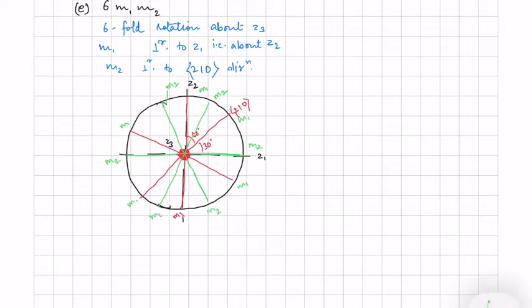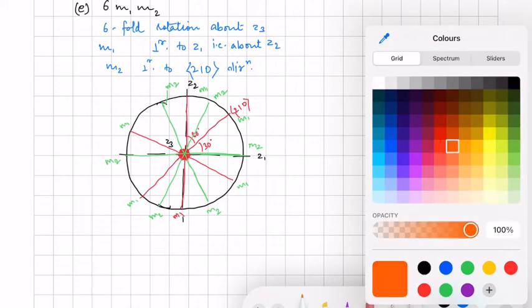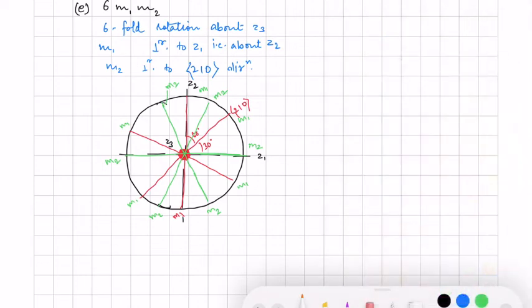M2. Let us start with a point. So suppose we have a point here. Okay, after 60 degrees of rotation, 6 fold rotation about Z3, we go about like this. So we get a total of 6 points. Then we go to mirror perpendicular to Z1, that is about Z2. This is point 1, 2, 3, 4, 5 and 6.